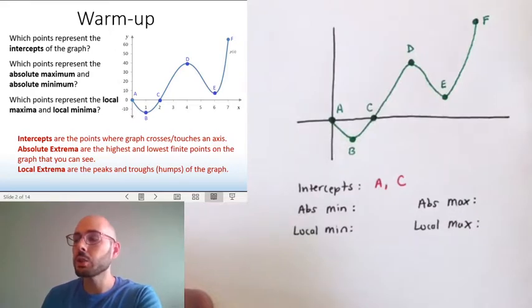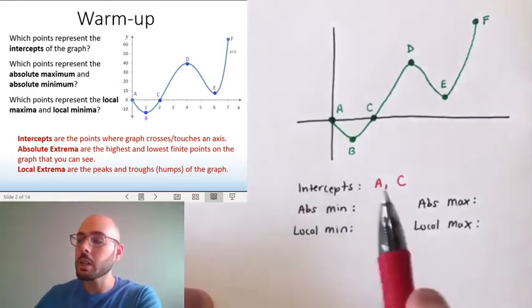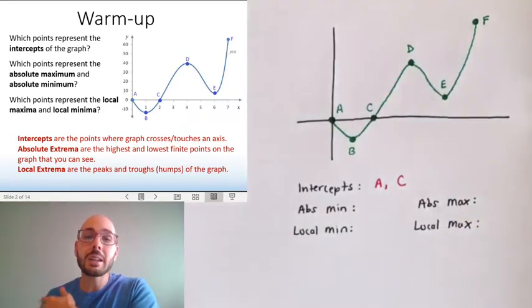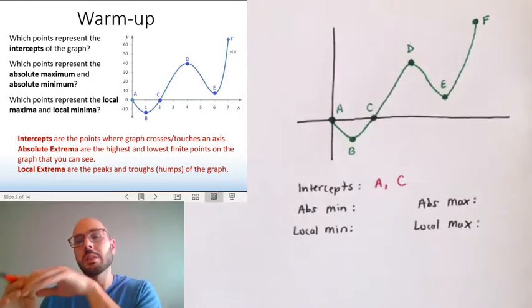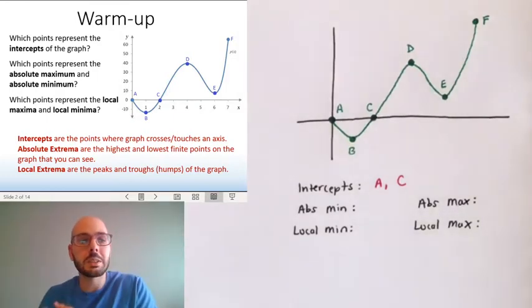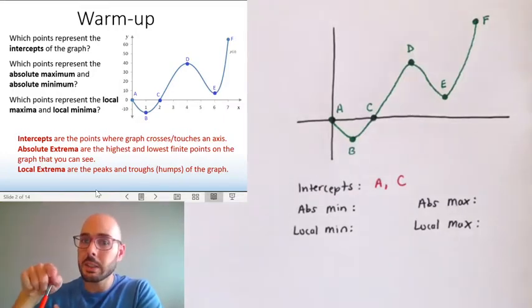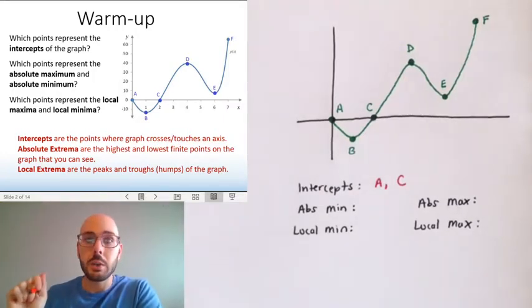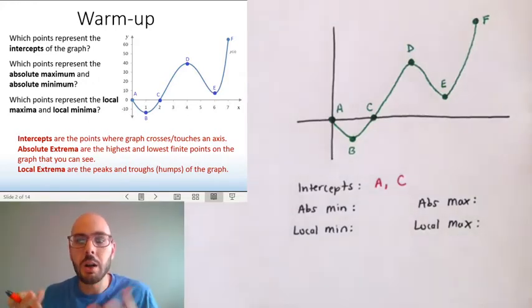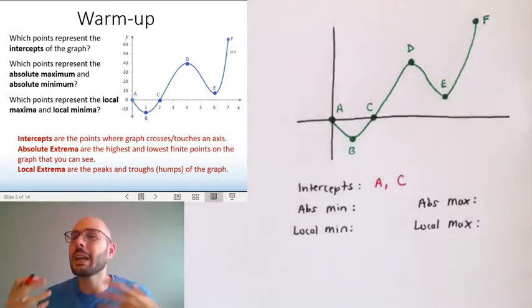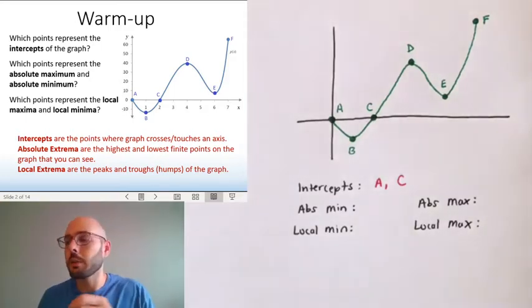Okay, so now on to minimums and maximums. So what we're going to talk about first are absolute minimums and maximums. Absolute extrema, so extrema is sort of the plural, just an umbrella term that combines minimums and maximums together. Absolute extrema are the highest and lowest finite points on the graph that you can see. So it's literally what's the highest point on the graph that you can see, and what's the lowest point on the graph that you can see. So I emphasize the you can see part because a lot of graphs will go up to infinity or down to negative infinity. We can't see those points, so we wouldn't want to include those.